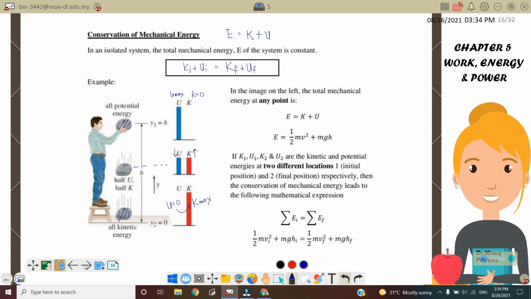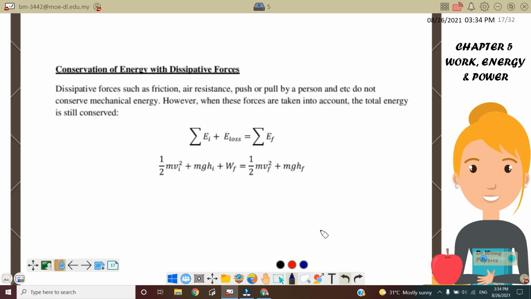Next is the conservation of energy with a dissipative force, meaning that there is a frictional force that we need to overcome, so we need to do work to overcome it. Dissipative forces such as friction, air resistance, push or pull by a person, and so on do not conserve mechanical energy. However, when these forces are taken into account, the total energy is still conserved.